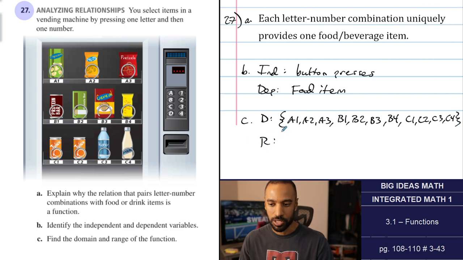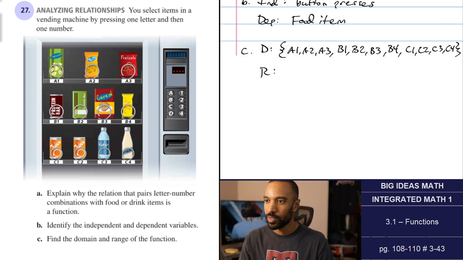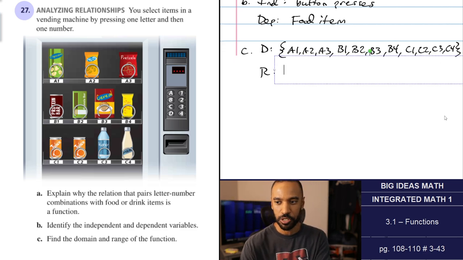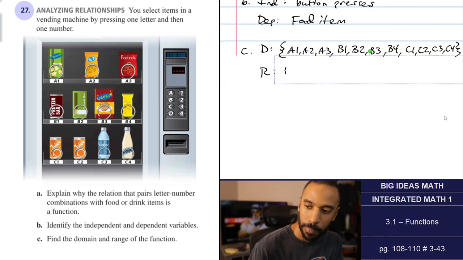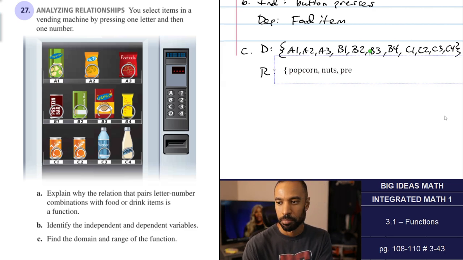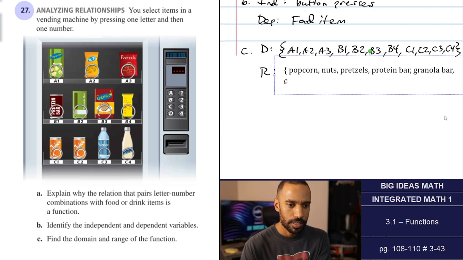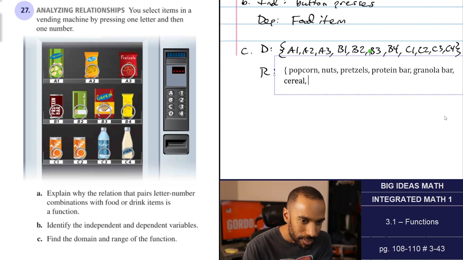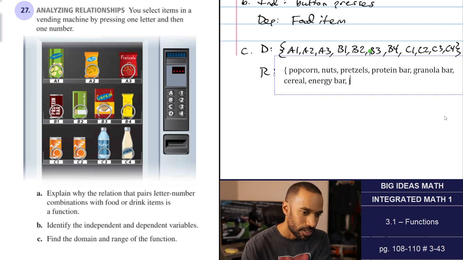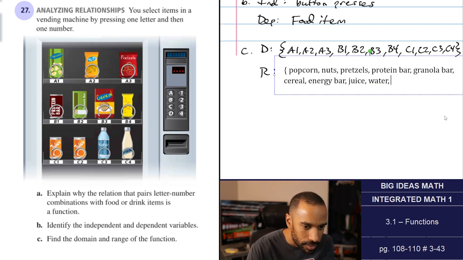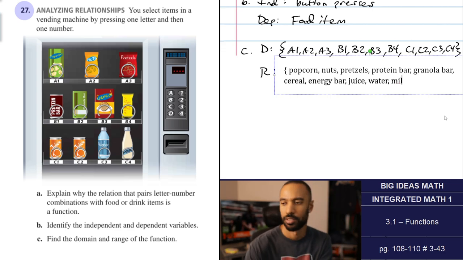Range is, I don't know what all these things are. Let's see, I'm going to type them out. It's not going to be an alphabetized list as much as I stated I'd be doing things like that. I'll have ChatGPT do that for me. But I have popcorn, nuts, pretzels, protein bar, granola bar, cereal in a vending machine. Is that an energy bar? Energy bar. Juice. Now juice happens again. Do I list it more than once? No. And it's the same kind of juice, so no. Water. I can't read what that says. Hold on. Milk.